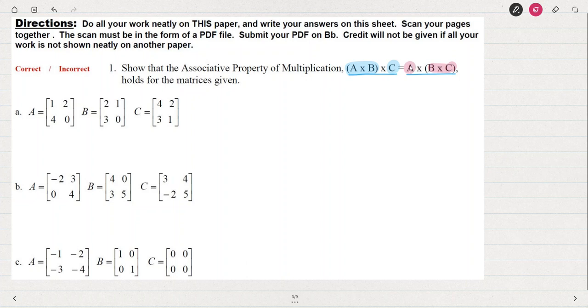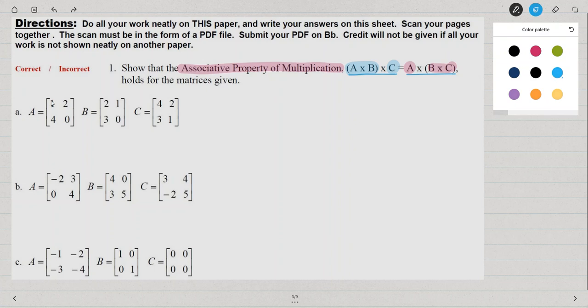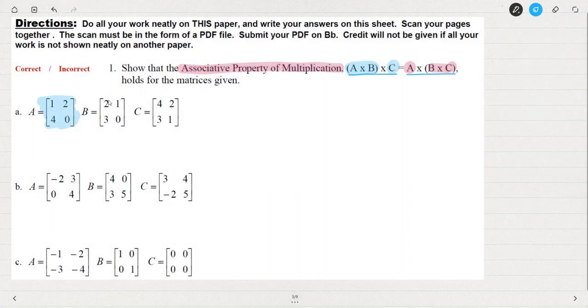Now be very careful to note that we're talking about the associative property, not necessarily the commutative property, which would say that you can change the order of multiplication for matrices and get the same result. So here, as we do this first one, we're going to take this A times B, and multiply that times C.